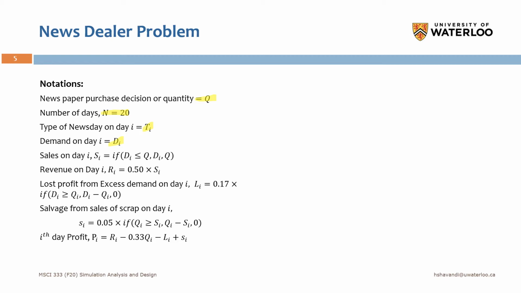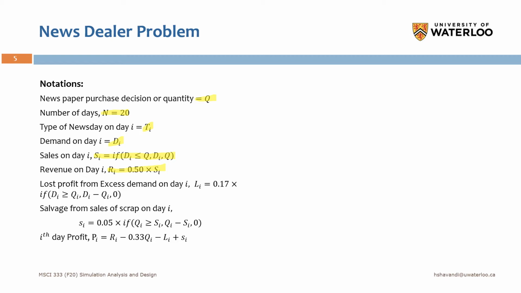So sales could be this: if demand at day i is less than or equal to Q, our quantity, then sales will be equal to demand, right? Other than that, it will be Q. Okay, and revenue on day i will be just this, 50 cents times the sales amount, right?